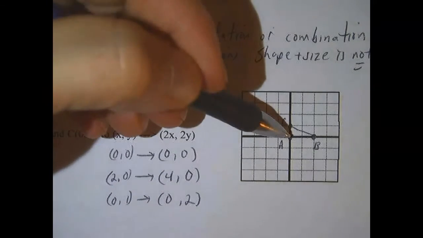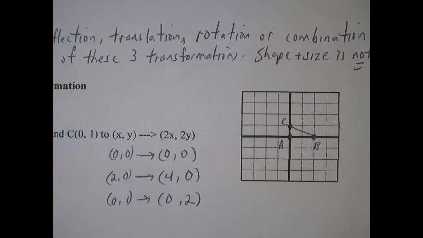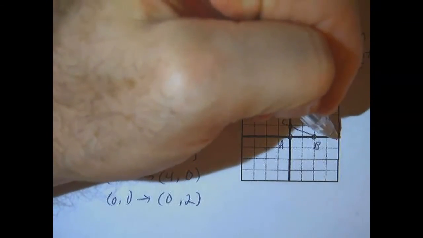Well, 0, 0 is already there, so that's no big deal. I'm going to do this in red. 4, 0 is right there, so there's my new B, that's B prime. And 0, 2 is right there, there's my new C, that's C prime. And A prime and A are the same thing.